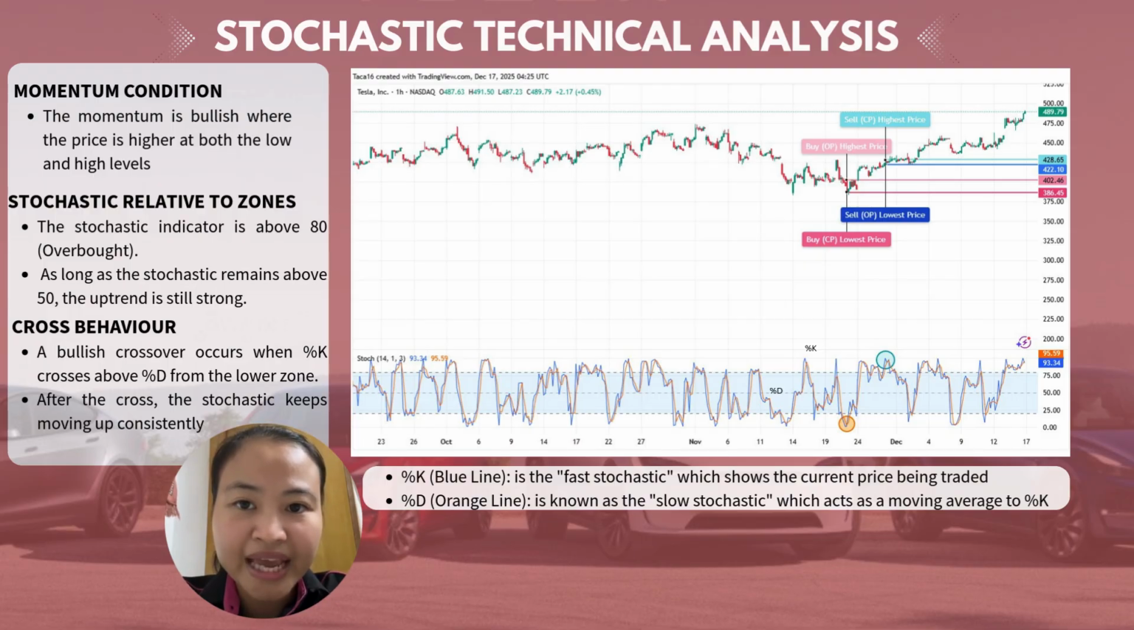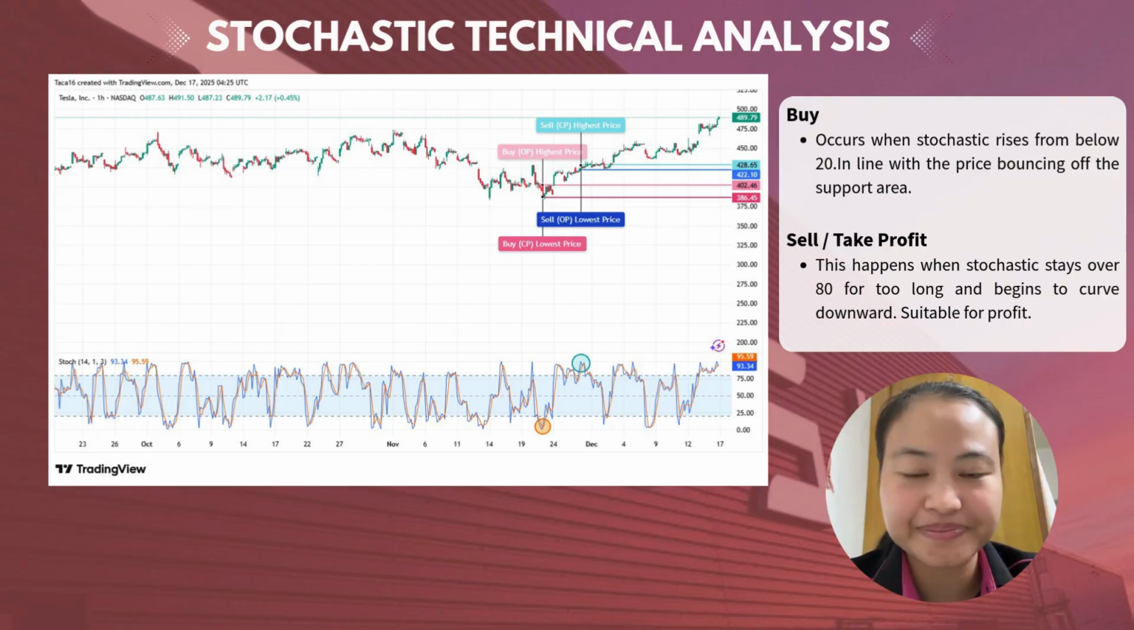In terms of cross behavior, a bullish crossover occurs when the K line crosses above the D line from the lower zone. After this crossover, the stochastic continued to move upward consistently, confirming sustained buying momentum rather than a false signal. Next, a buy signal occurs when the stochastic indicator rises from below 20, indicating an oversold condition. This signal is stronger when aligned with the price bouncing off a support area, showing renewed buying interest.